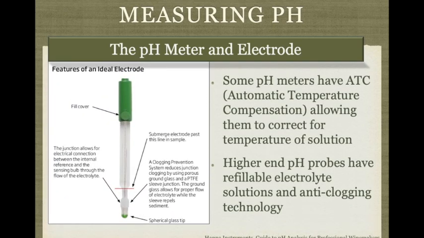Some pH meters have ATC, automatic temperature compensation. The measurement of pH will be affected by the temperature of the solution slightly, and so if you have ATC, it will automatically compensate for that. Some of the higher end probes will also have a refillable electrolyte solution and anti-clogging technology.